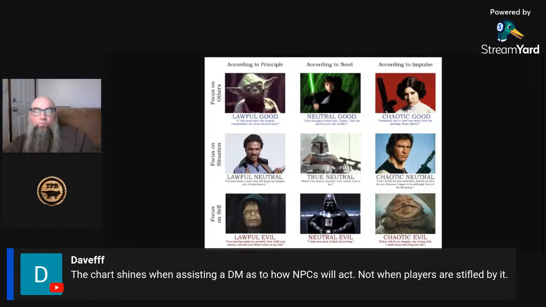WotC got their hands on it. Dave says the chart shines when assisting a DM with how to play NPCs, not when players are stifled by it. I think this is true of the vast majority of systems, that players shouldn't be stifled by it, unless it's specifically by design, obviously. Death is going to stifle a character, but I think death as consequence is important. But specifically with regard to alignment, I think that generally speaking, this is true.